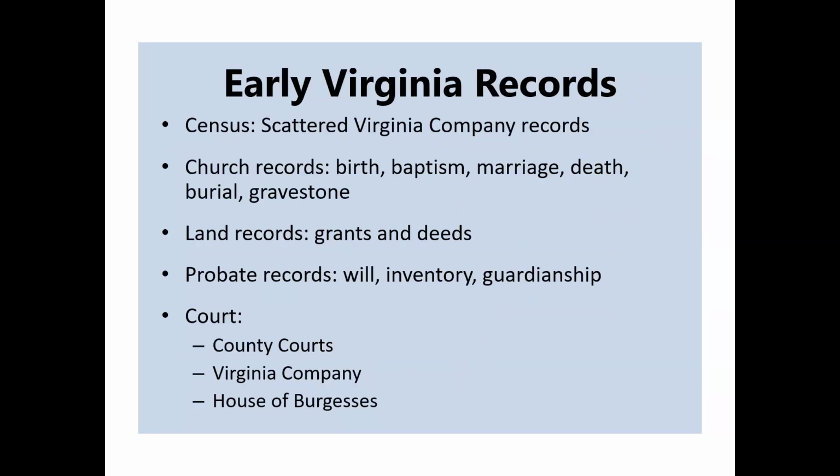There are also some early Virginia records that you want to pay close attention to. There are some scattered Virginia Company records that would constitute a census of sorts. When it comes to the vital records of our individuals, really what you're going to be paying close attention to are the church records. They don't have the town vital records as we know them up in New England. Then there are the land records, grants and deeds, probate records again, and then there are a number of court records, including county courts, the Virginia Company, and the House of Burgesses, all different versions of court levels.